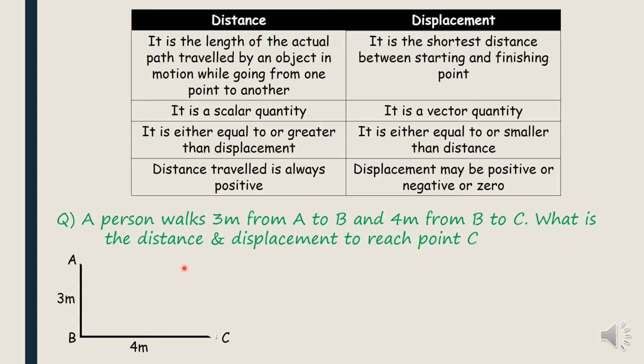Okay, so now let us find the distance. So distance will be equal to AB plus BC. होइन, to reach point C चाहिँ के हुन्छ AB plus BC. So it will be 3 meter plus 4 meter which will equal to 7 meters. So that is the total distance that is traveled by the person to reach from A to C. Okay, now another thing is displacement. Okay, now this was one path.